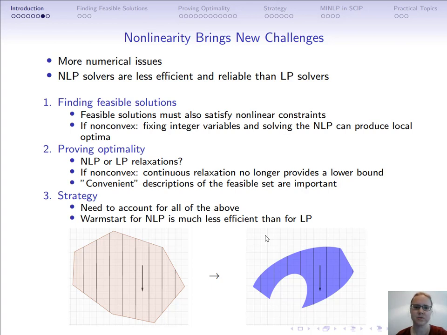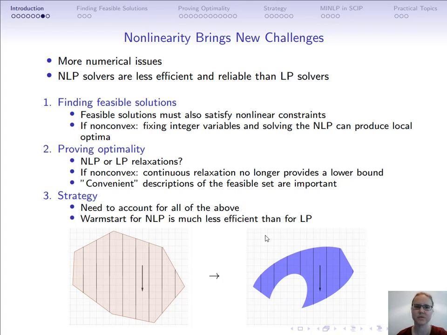Now, how does nonlinearity affect proving optimality? First of all, algorithms have to make decisions between using NLP and LP relaxations. NLP relaxations might provide better bounds, for example, but they are less efficient than LP relaxations. And so the algorithms have to be smart about which to use and when to use them.